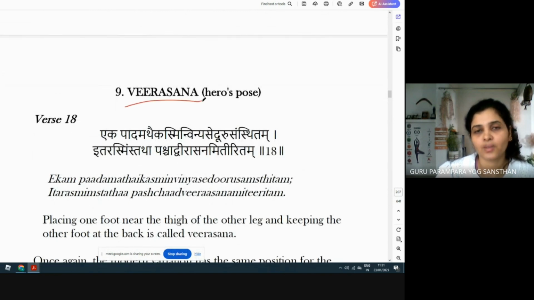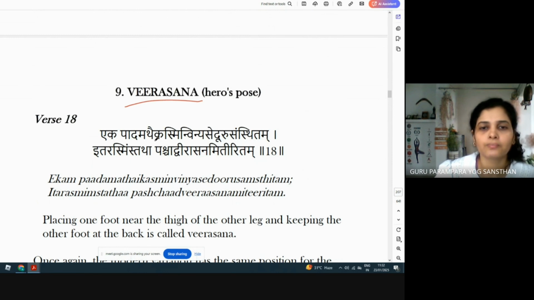Virasana. Okay, here also there is no benefit given, just the asana. You have to remember the name. It is there in Gheranda Samhita. Otherwise, no question is coming from here for this exam.